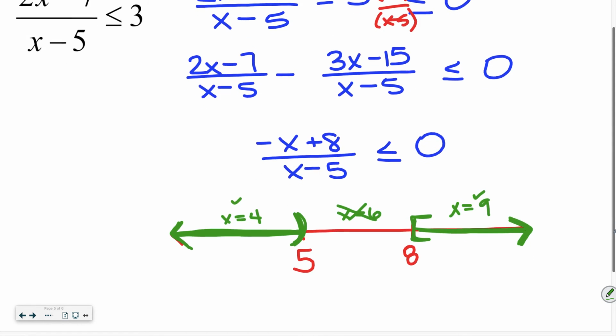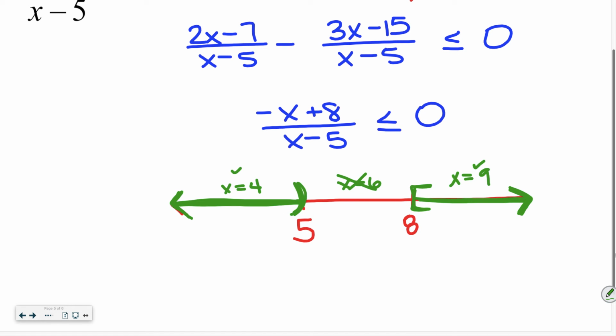Okay, so here is kind of a weird one. We had the equality. So at 8, we got to put the bracket, but our vertical asymptote will never get a bracket. Okay, so negative infinity to 5 and 8 to infinity, where only 8 has the bracket to include.